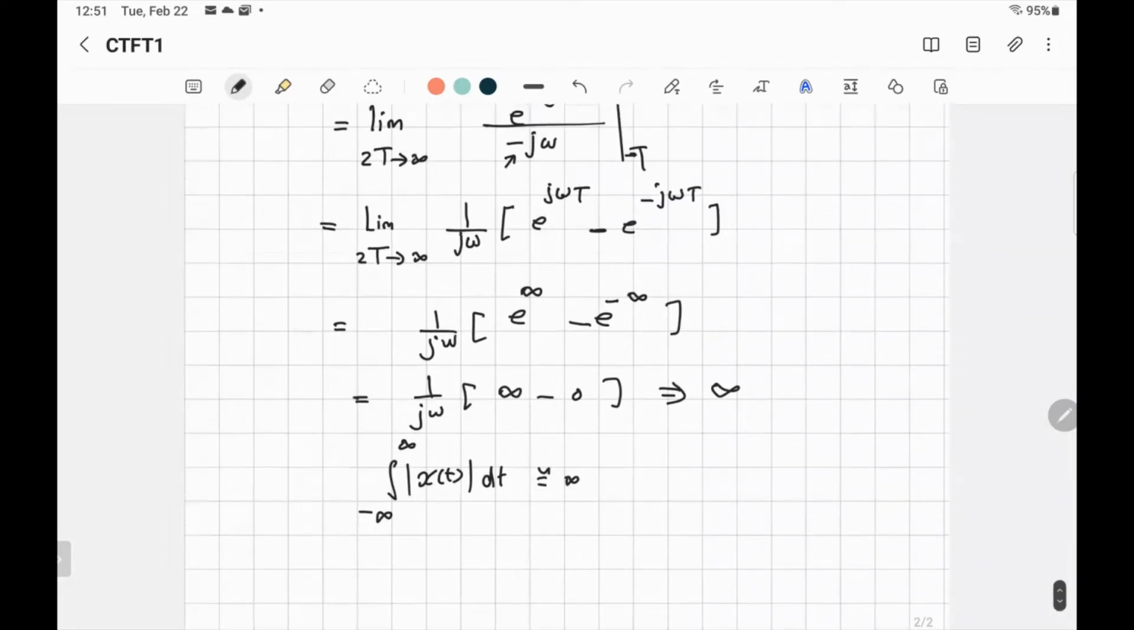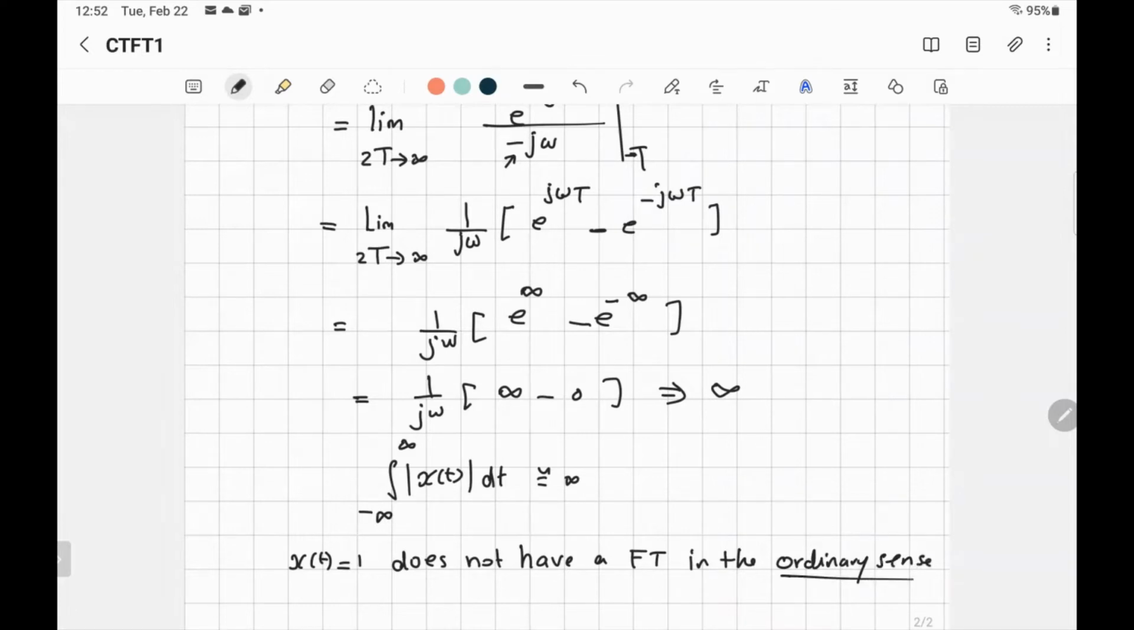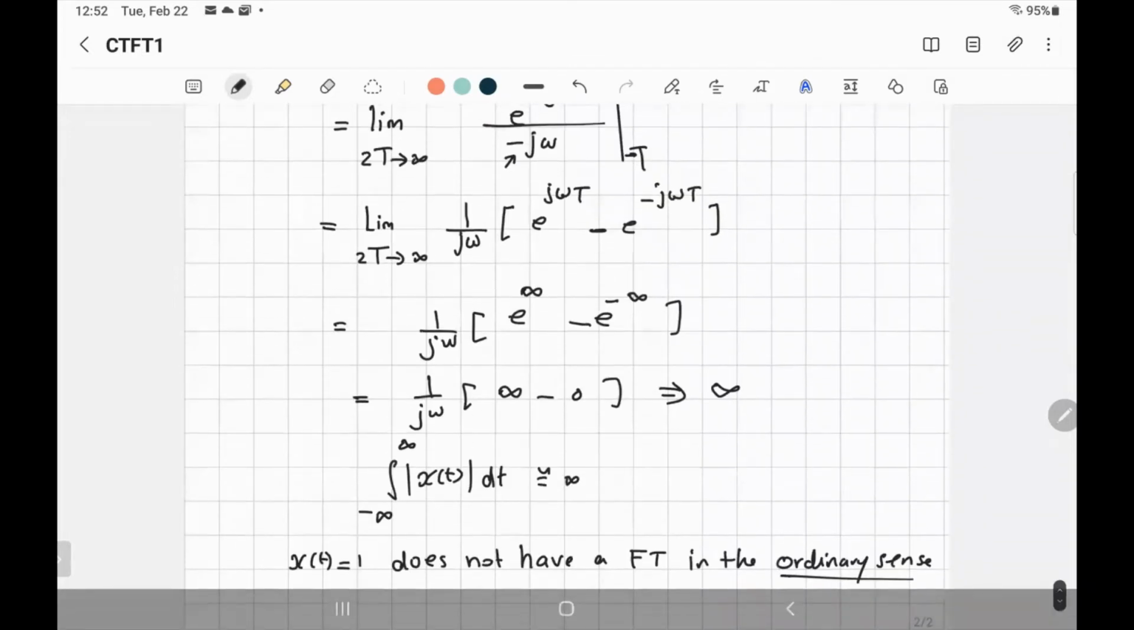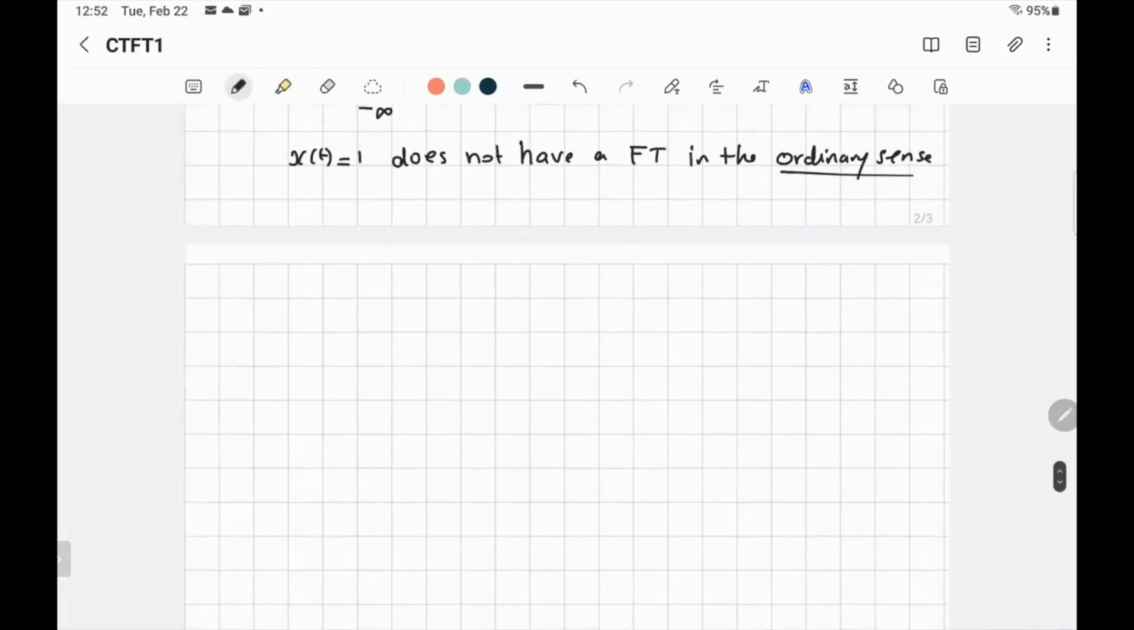x of t equal 1 does not have a Fourier transform in the ordinary sense. Ordinary sense means in this explanation we just did, according to the existence condition, and according to the formula that we have.